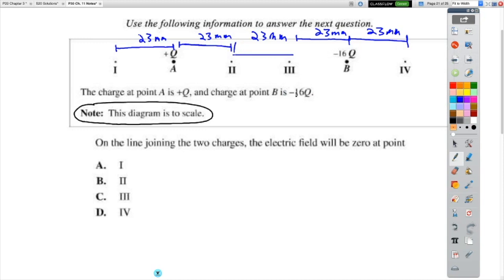On the line joining the two charges, the electric field will be zero at which point? Is it at 1, 2, 3, or 4? The line connecting the two charges is the line that connects all of these points, right? So we're asking about the net electric field, because we have two source charges here. They each produce their own electric field, right?